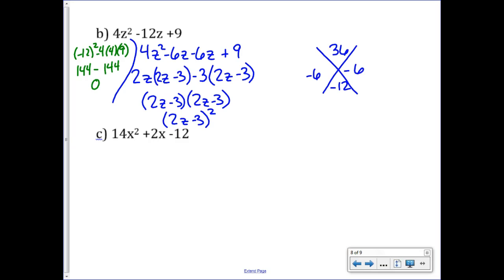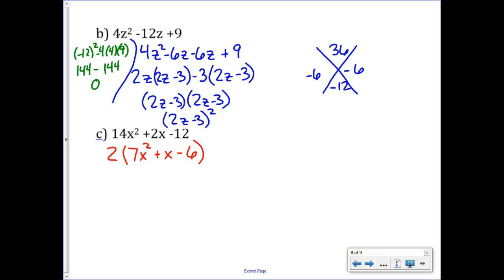Let's look at part C, and if you're feeling confident, I would go ahead and pause this video and try to do this one on your own. The first thing I am going to do here is take out a greatest common factor term. I notice that all of this will divide by 2. So I have 2 out front. I'm not going to make it disappear. It's just going to stay out front. So 7x squared plus x minus 6 makes that problem a whole lot nicer.